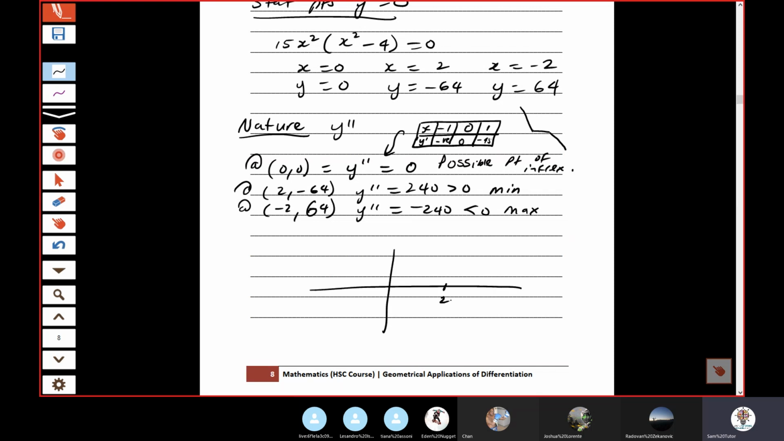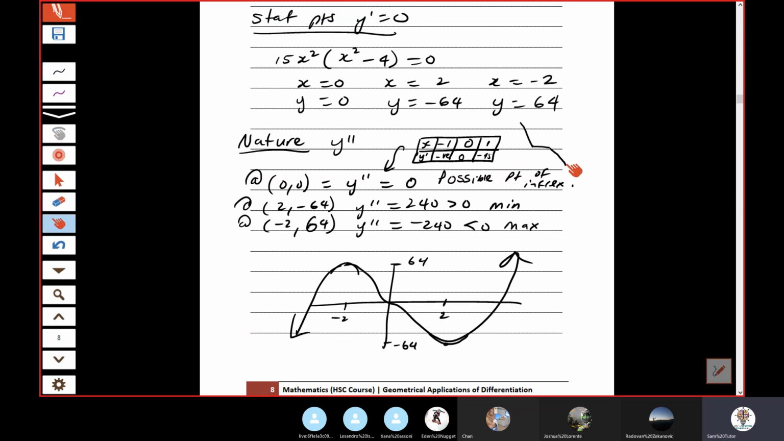All right, let's see. At 2, it's negative 64, which is a minimum. At negative 2 and 64, it's a maximum. And then we've got a horizontal point of inflection at 0, 0. There we go. And so what just happened here? You can see it's almost the same, right? And as it should be, as it really should be.